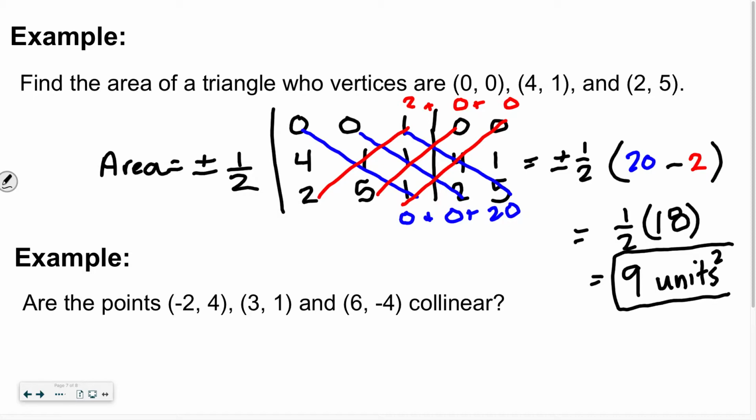Thinking ahead to your test, you're going to need to study, do the determinant, and multiply it by plus or minus 1/2 if I want the area of a triangle. I've got to know that.